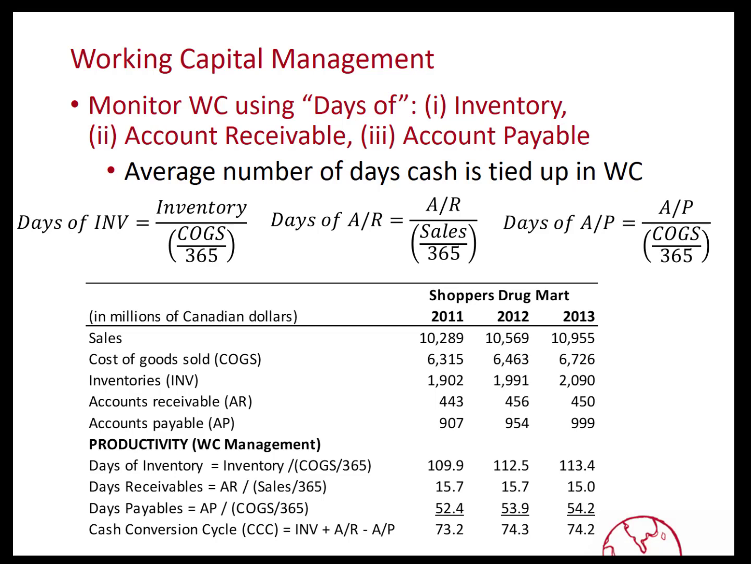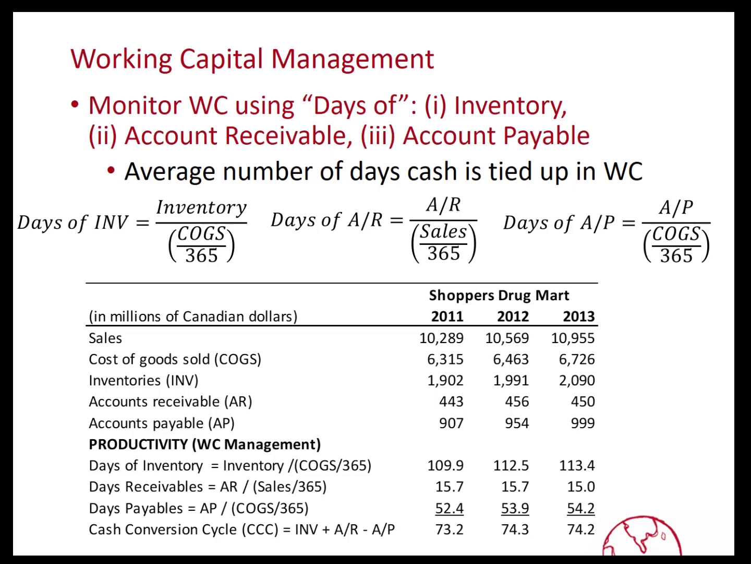Cost of goods sold has as well. And not surprisingly, inventories go up, so do accounts receivable, and so do accounts payable, which is typical. Now, if we were to use these ratios to calculate the days of inventory, you calculate cost of goods sold on a typical day, which means the annual cost of goods sold, say in 2011 of 6.315 billion, and divide it by 365. And then you can relate that to the amount of inventory, 1.9 billion, to see that the company has 109.9 days of inventory in its stores.